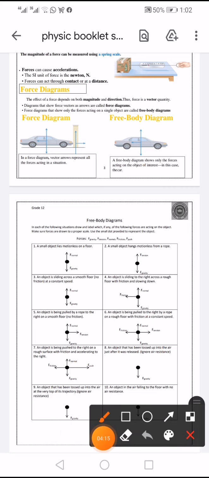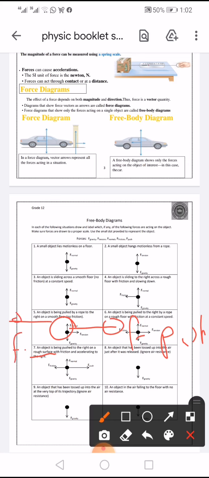An object is being pushed to the right, so it is affected by push force. On a rough surface, so it is affected by force of friction, and accelerating to the right, and also has a normal force, which is the force of the object, and force of gravity.